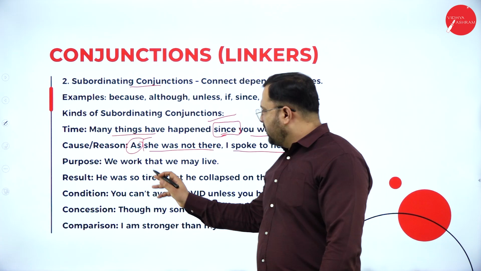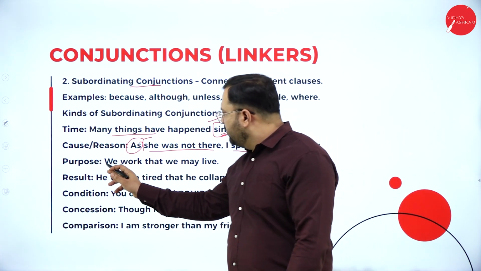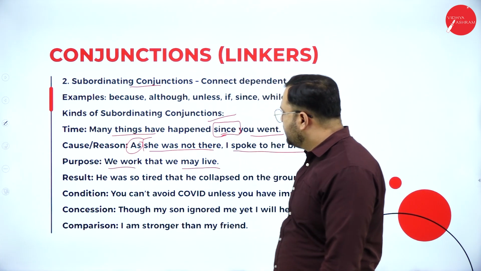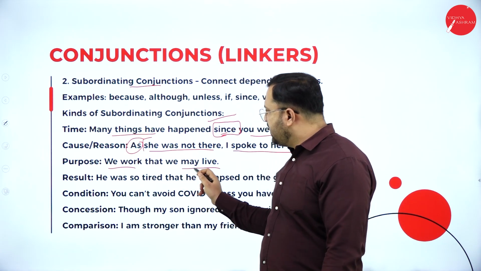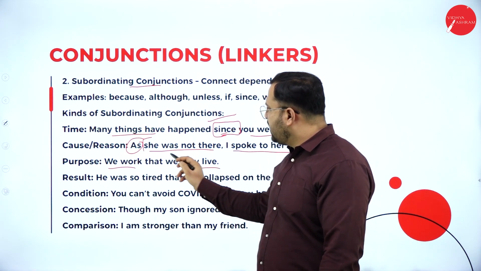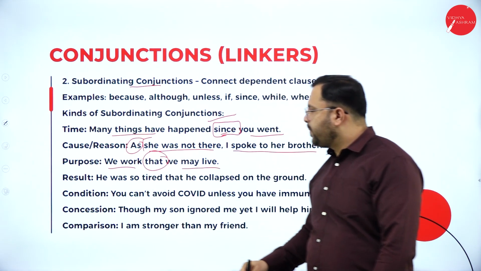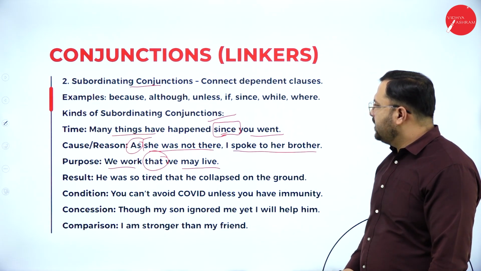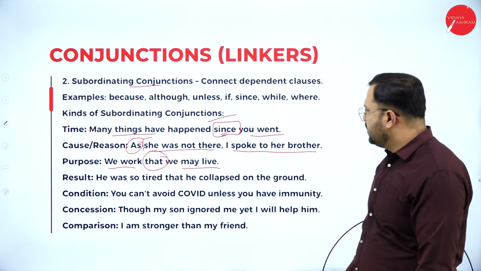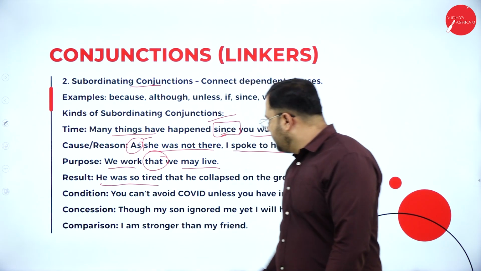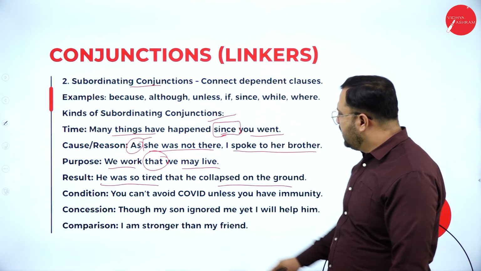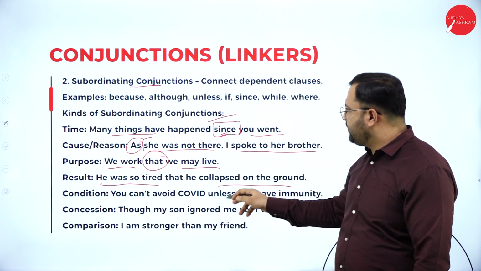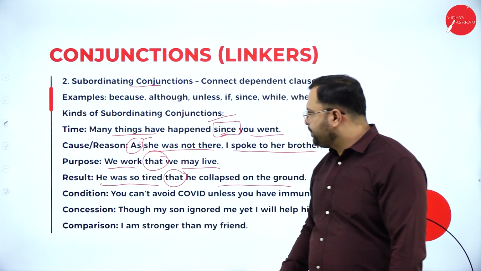Purpose. We work so that we may live. Now, this is the main sentence and this is the subordinate sentence, and we connect these two with that. Result. He was so tired that he collapsed on the ground. He was so tired, he collapsed on the ground. Now, this gives rise to this, therefore it is connected with that.